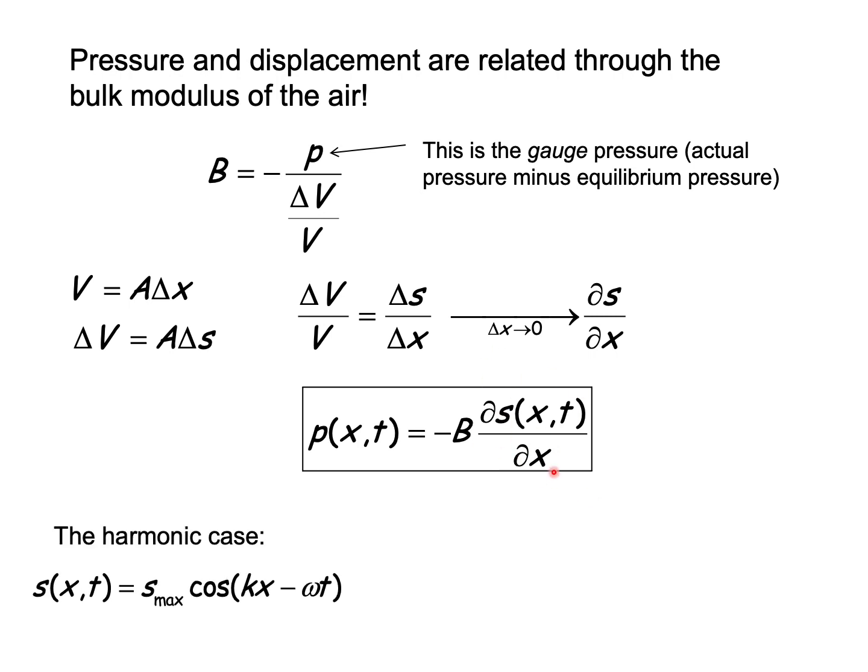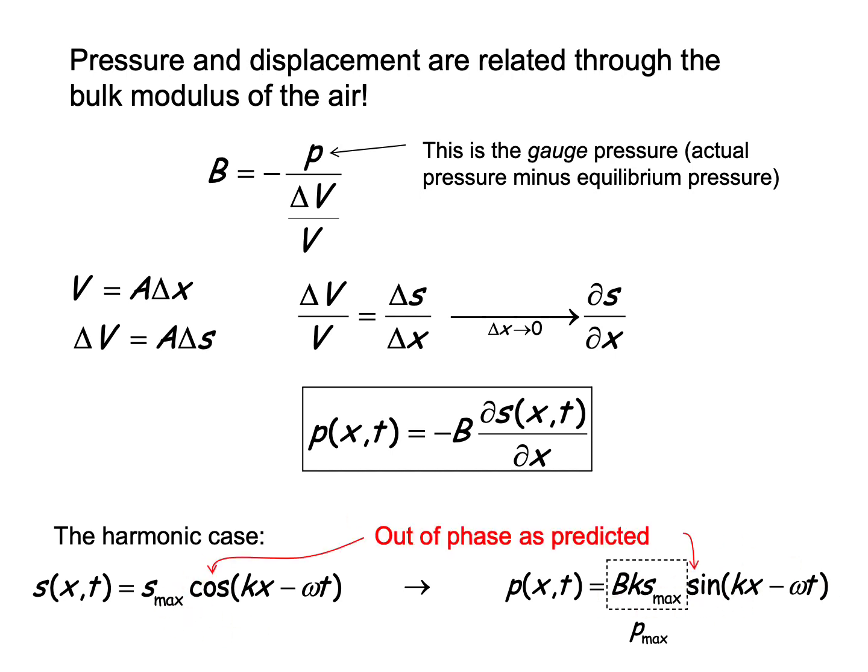Now, if we take the harmonic case where S is a cosine function, it becomes immediately apparent why we have the phase shift between pressure and displacement, because remember, pressure is related to displacement by a derivative. If we take the derivative of this function, we get a sine, and the derivative with respect to x will bring that k value out of the equation, and then we also have that factor of B, so we will get that the pressure is equal to B k s max. This is the maximum gauge pressure, times a sine. So the displacement's a cosine, the pressure is a sine, out of phase as predicted.